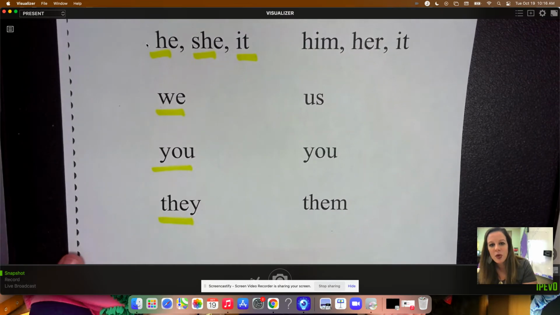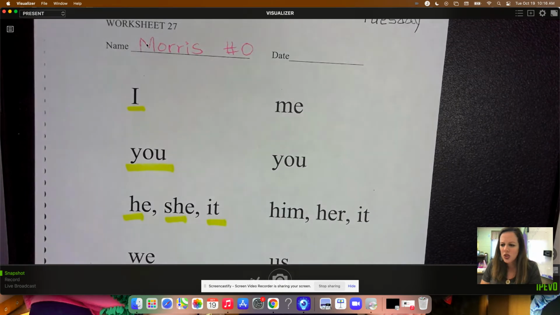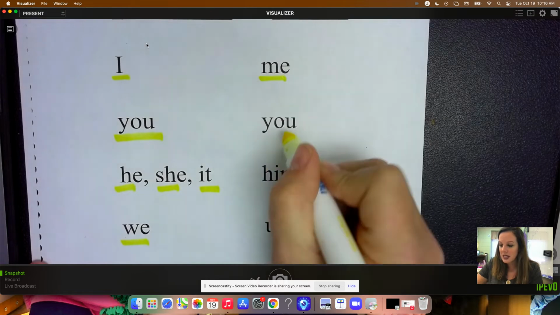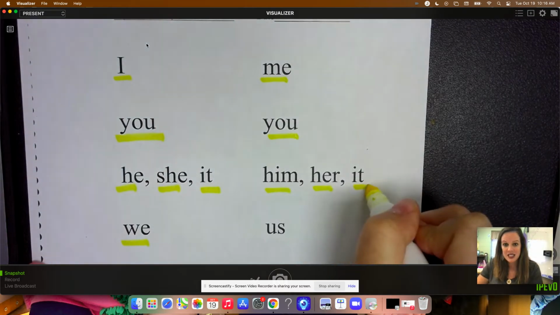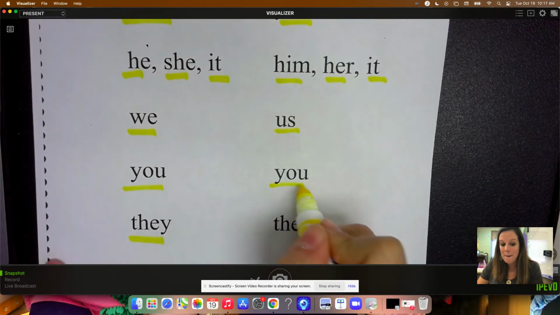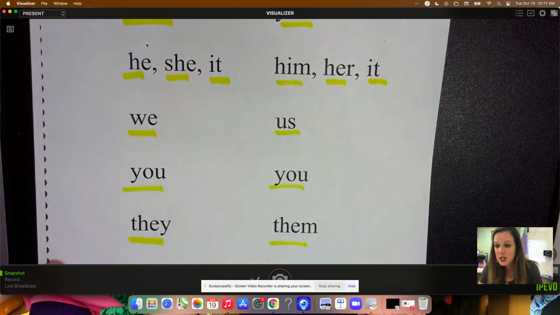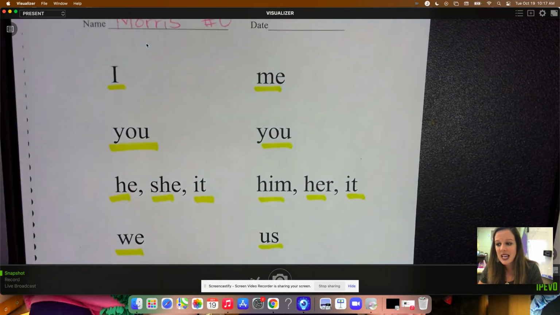Now let's look at the pronouns in the second column. We're going to read and underline them in yellow too. Me, you, him, her, it, us, you, them. There's a difference between the pronouns in the first column and the pronouns in the second.